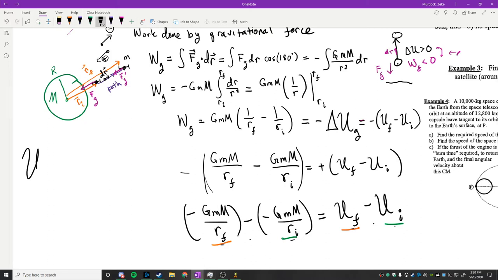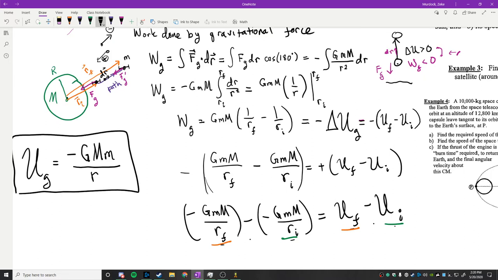The potential energy due to gravity is going to be equal to the negative. The negative sign is important in this case, it has to be negative. Big G times the mass of the planet times the mass of the body that's orbiting the planet divided by the distance between the center of mass of the planet and the center of mass of the object. And that is the potential energy due to gravity. This is the most general definition of the potential energy due to gravity.